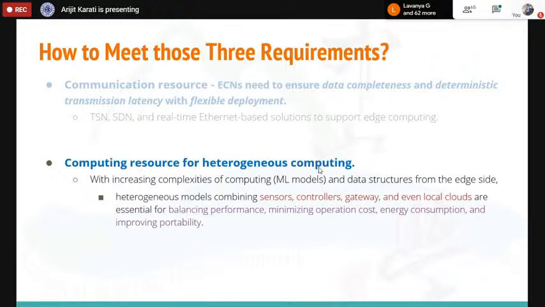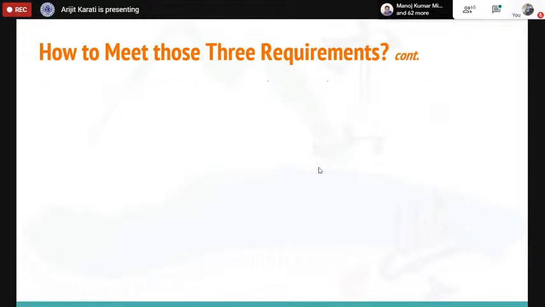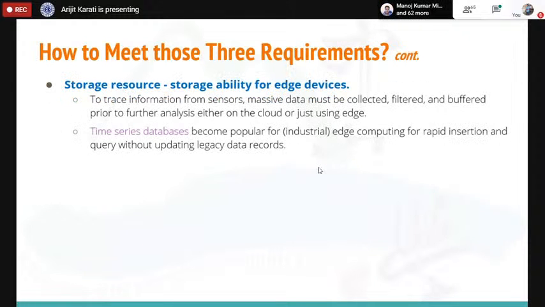So these are some kinds of techniques. So these are the second point. The third resource is storage resources. If you are thinking that you can implement some edge computing systems, make sure you have sufficient storage.